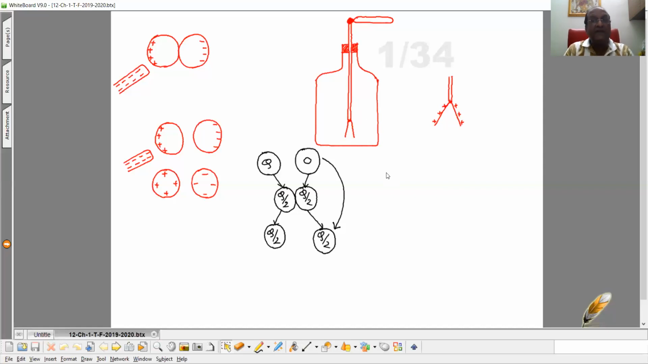So electroscope, that is the device with the help of which one can detect the presence of charge as well as which type of charge is present on that particular object. That can be also understood with the help of this one. Clear to all of you?